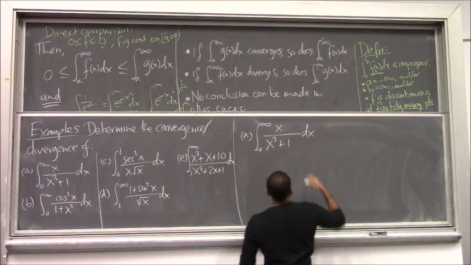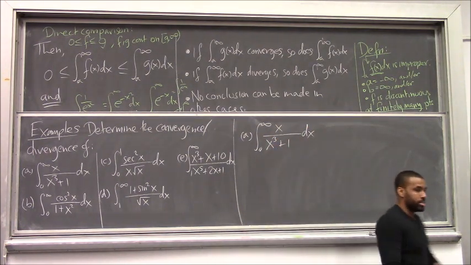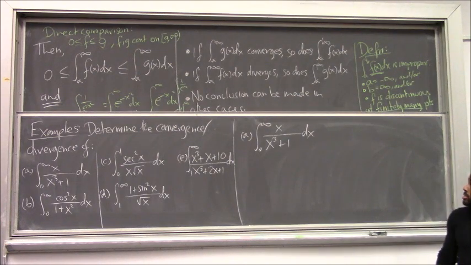Okay, and here's where you come in. Ideas? Compared to 1 over x squared. Why did you decide to compare to 1 over x squared? Well, mathematically you can't really do this, but I decided to do that because I essentially did x over x to the third, which simplifies to 1 over x squared.